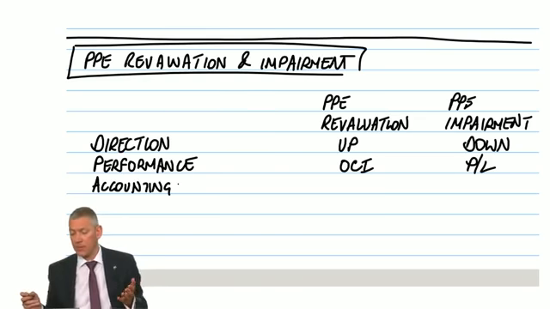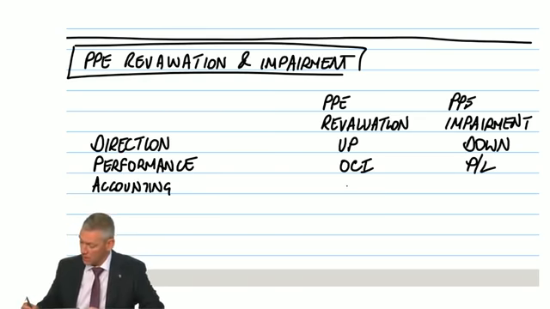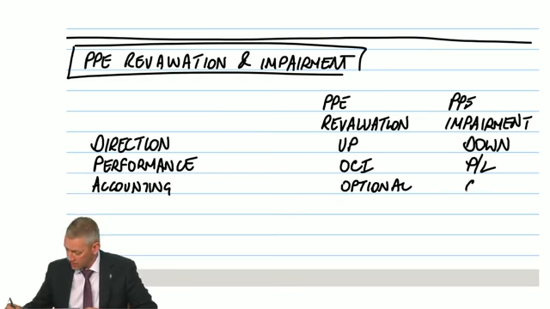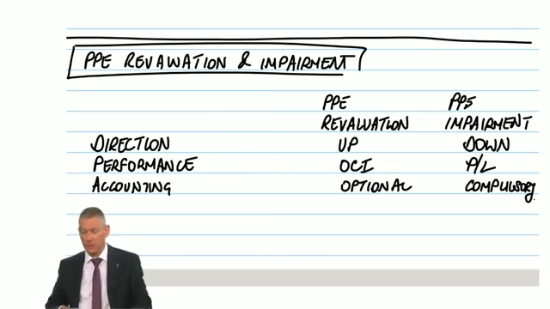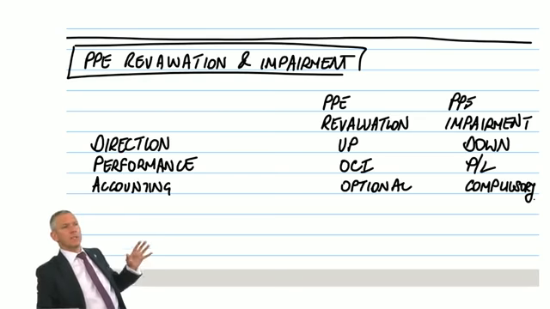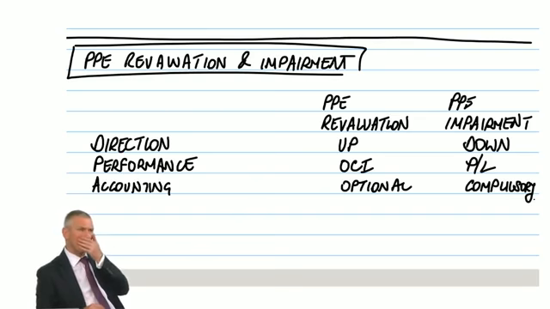Keeping it simple, PP&E revaluation is a choice. It's optional, whereas PP&E impairment is compulsory. Let me talk about the one on the right first, because this one's black and white. It's nice and simple. It's dead right. I've written that perfectly right there. The other one, optional, is slightly more complicated than that, but the one on the right is definitely true.